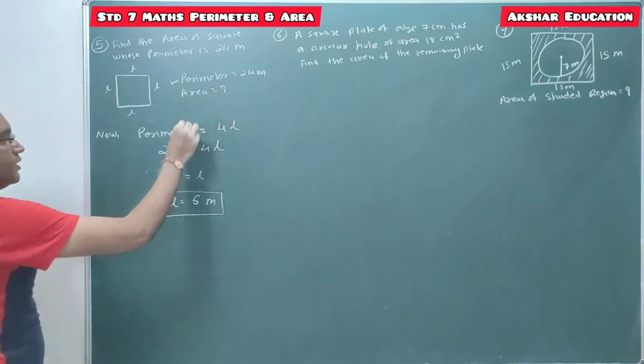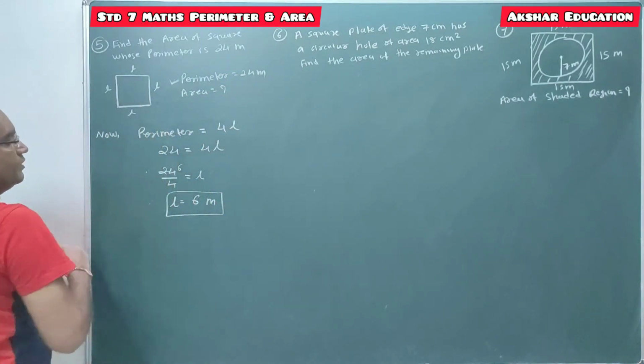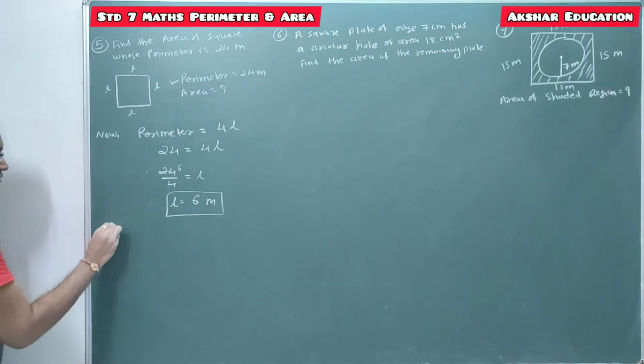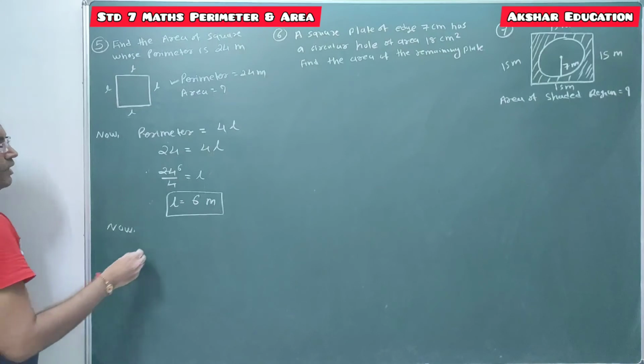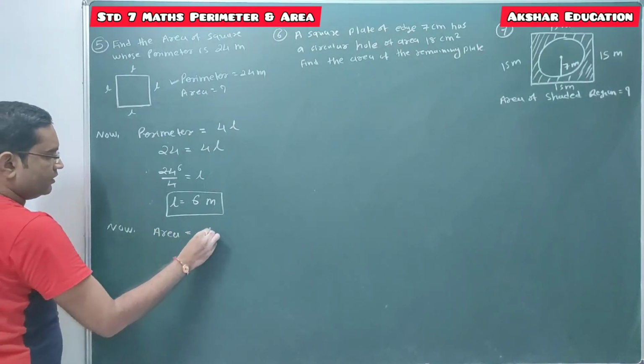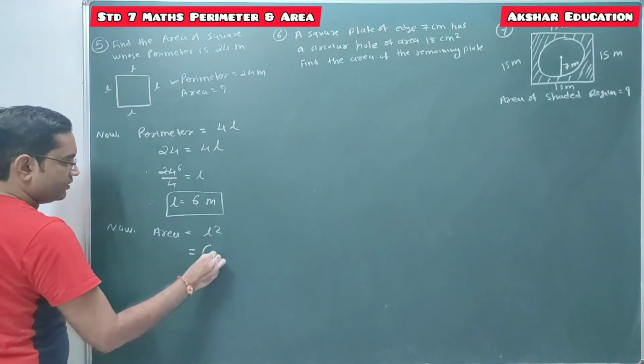Perimeter is given. By using the formula of perimeter of square, we got the length of side of the square. So if the length of side is given, we can find the area of square. So now apply the formula of area of the square. So formula is area of the square is nothing but the L square, side square, and value of side is 6.